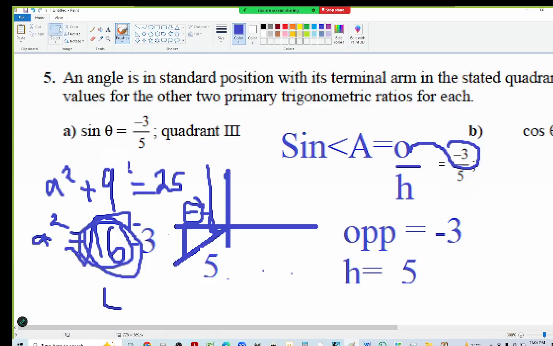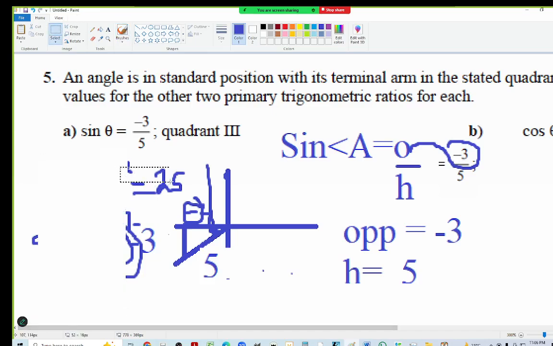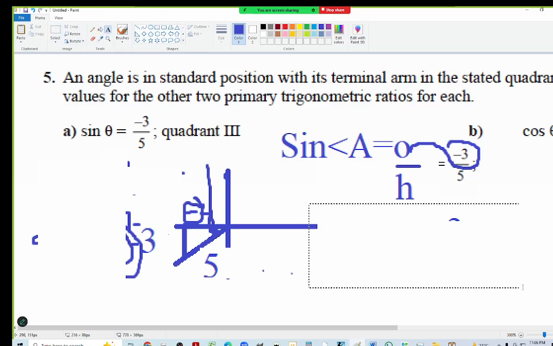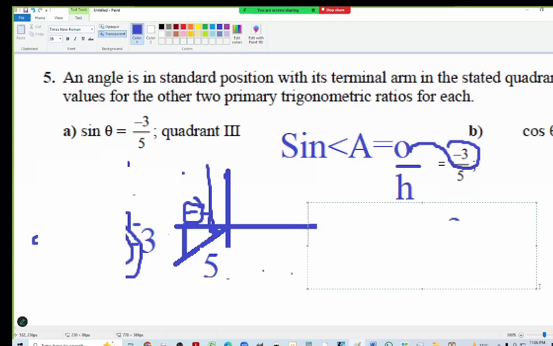So now we have the sides and we can figure out everything because of SOHCAHTOA. CAH stands for adjacent over hypotenuse. So cosine of this angle is adjacent over hypotenuse, which is what? We got 4, so it's negative: -4 over 5.